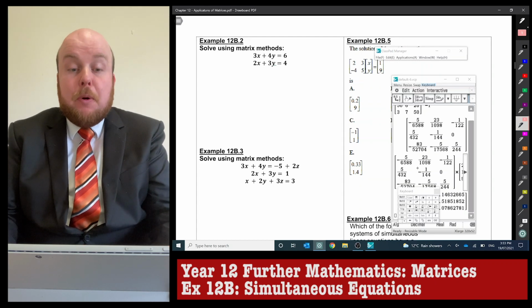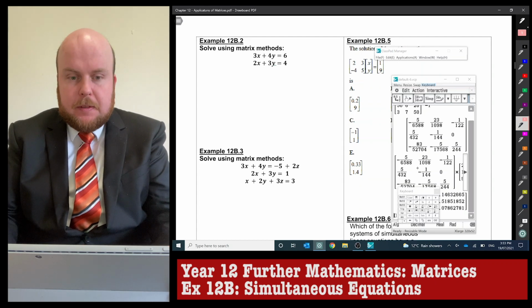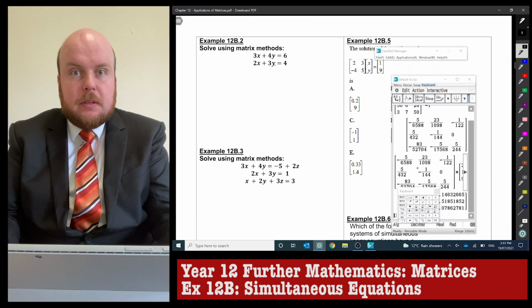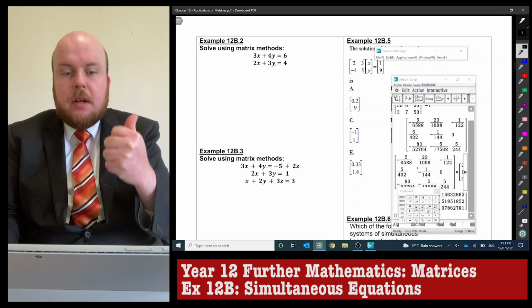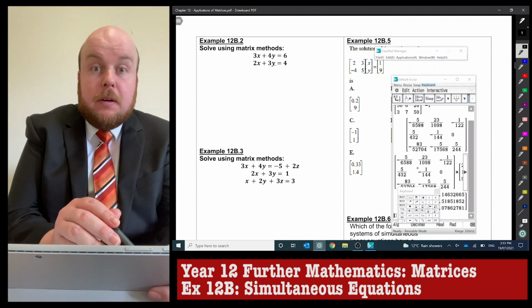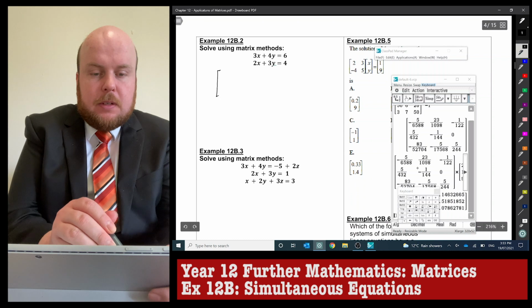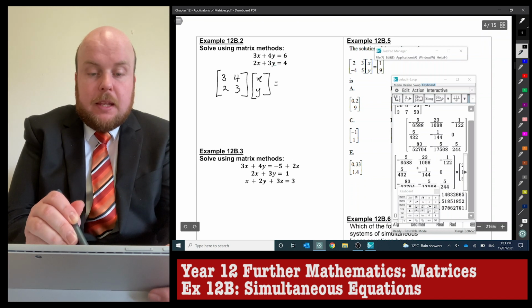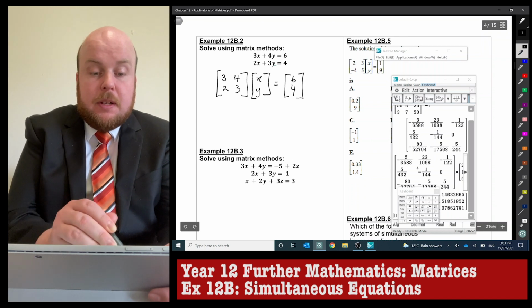Example 12b.2, solve using matrix methods. So all we need to do is to set up the matrix as before. So we need an inverse, multiply it by the final answer, and that is going to get us our matrix. So I'm just going to write 3, 4, 2, and 3, because those are the numbers. X and Y here, that is equal to 6 and 4.